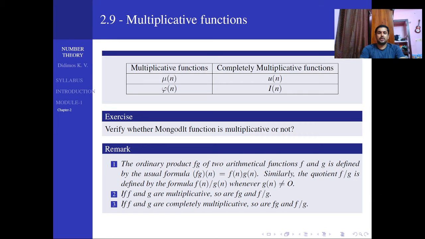and in the second and third remark you can get if f and g are multiplicative, so their product and quotient are also multiplicative. Similarly, if both are completely multiplicative, then the product and quotient will be completely multiplicative. So these are the three remarks.